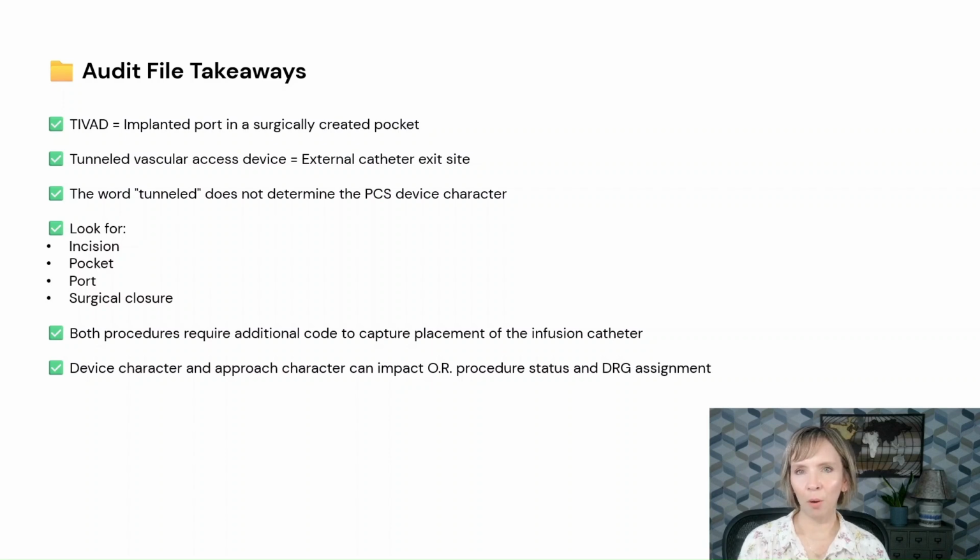Also remember that both procedures require coding of an infusion catheter in addition to the vascular access device itself. The infusion catheter placement will be via a percutaneous approach. Most importantly, don't base your coding decision on a single word in the procedure note. Review the entire procedure and determine whether the documentation supports an implanted port within a subcutaneous pocket or an externally accessible tunneled catheter. That difference drives the PCS device character selection and can have a significant impact on OR procedure status and DRG assignment.